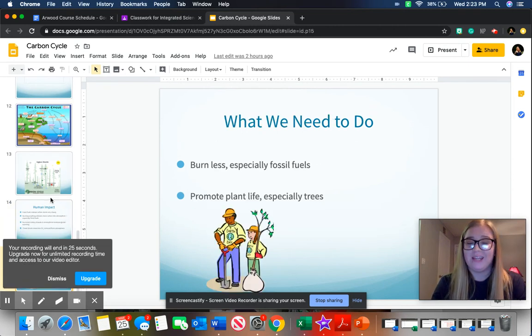So we need to burn less, especially fossil fuels, and promote plant life. So plant a tree, plant plants, all that is awesome. I hope this helps.